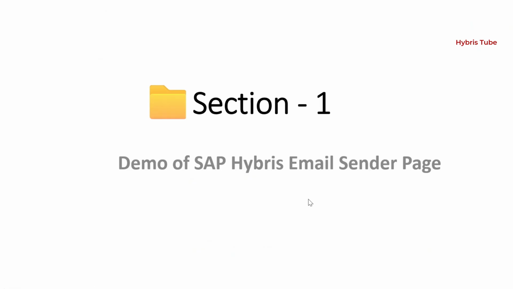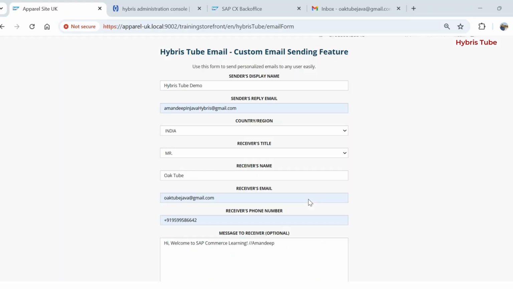So guys, let's start with the quick demo of the email sender flow we are going to build. As you can see on the screen, guys, this is the form where the sender and receiver details are entered. Here you can see I have already entered the sender's display name as Hybris Tube demo, which means this is the name which the receiver will see. And then this is the sender reply email, which means if the receiver clicks on the reply button, this will be the email which gets populated automatically.